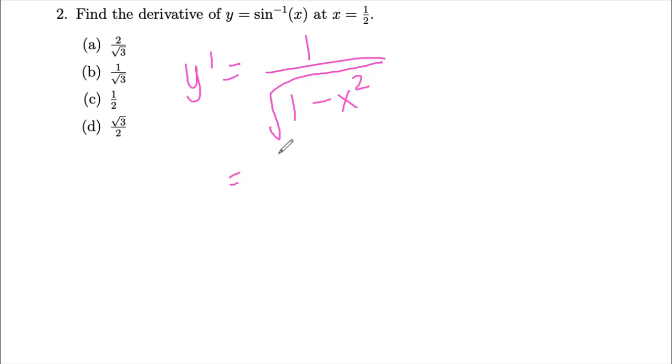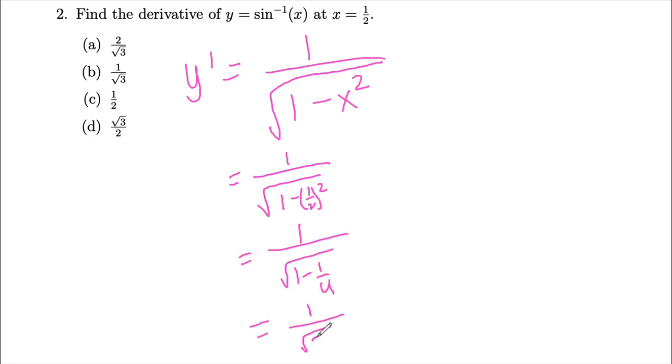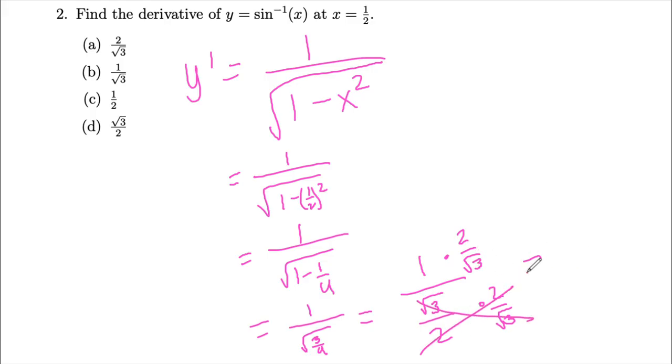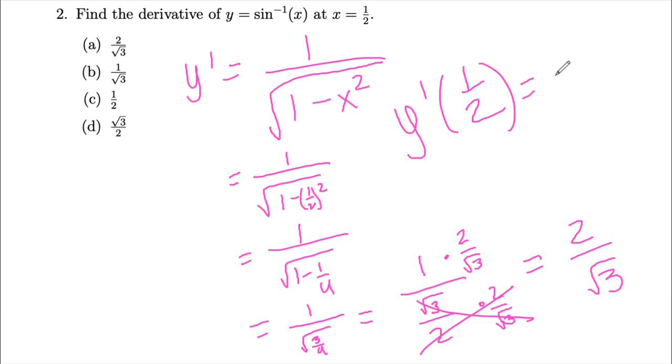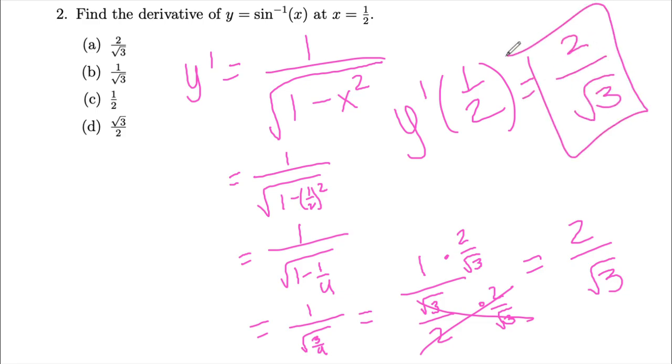We're going to plug in 1/2. So this would give us 1 over the square root of 1 minus 1/2 squared, which is equal to 1 over the square root of 1 minus 1/4, which is equal to 1 over the square root of 3/4, and that is equal to 1 over root 3 over root 4, which is just 2. Now we can multiply by the reciprocal on top and bottom to eliminate our denominator here, and we would get 2 over root 3. So again, this would give us y prime of 1/2, which is equal to 2 over root 3, which would be answer choice A.